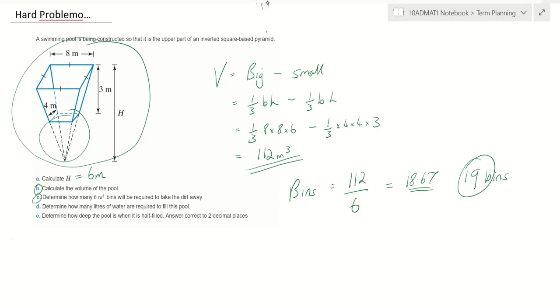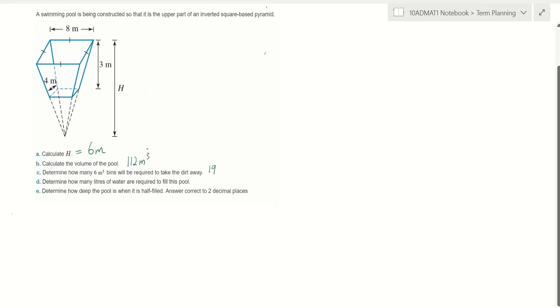Right, now the next bit is how many litres will this be? Well, we know the volume is 112 cubic metres. We also know that 1 cubic metre is 1 kilolitre or 1,000 litres. So the volume of this pool is going to be 112,000 litres.